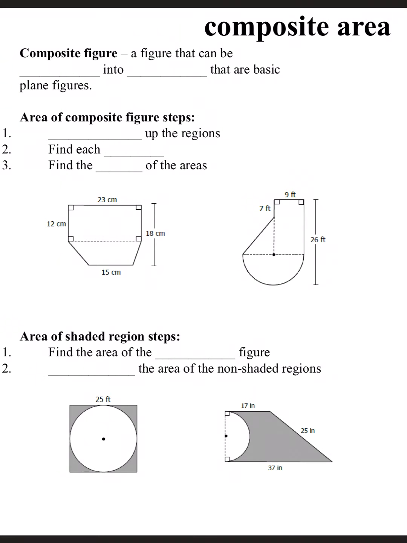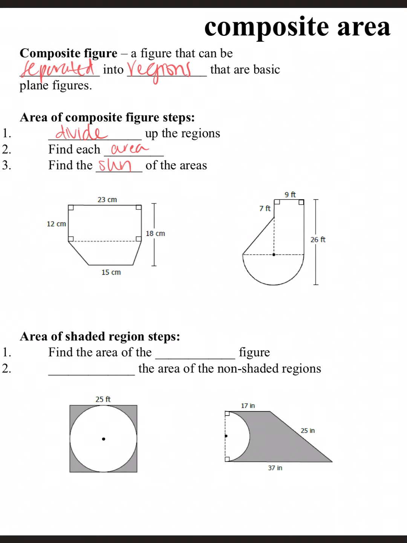A composite figure is a figure that can be separated into regions that are basic figures. Basically, it's just a bunch of different kinds of shapes put together, and we can take them apart to find their areas. So our steps are just going to be that we divide up the regions into our shapes, find the area of each, and then add them together, and that will give us the total area.